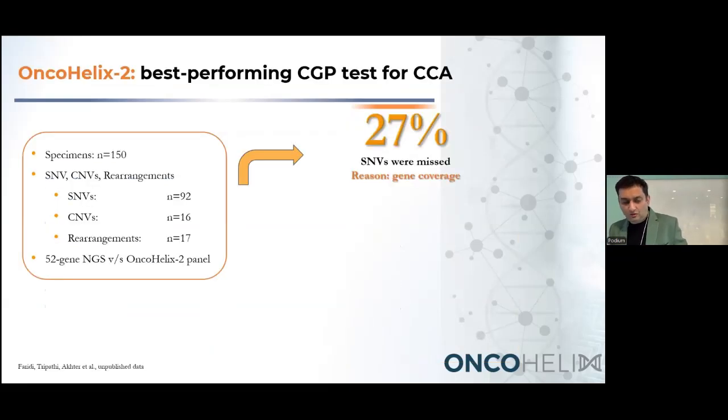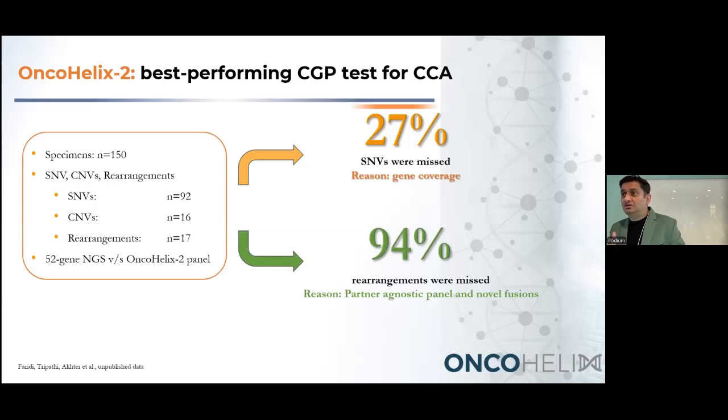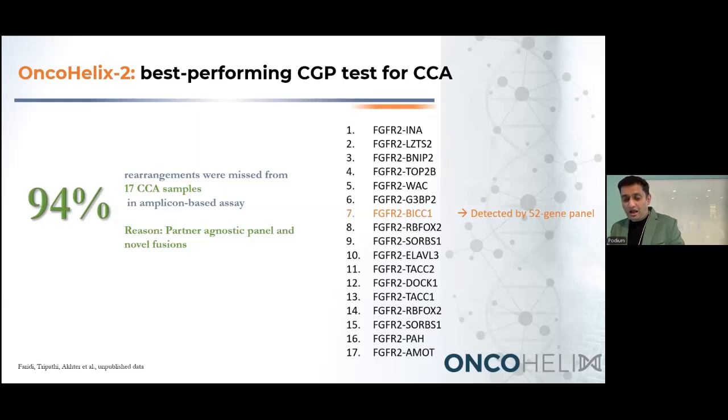And this is what we have seen. Over 150 samples were sequenced for both panels. 27% of SNVs were missed in the 52 gene panel. And the reason is very simple, because it's 52 genes, not 170 genes. So it is expected that we will not be capturing all SNVs. It's not a surprise. But the main result is 94% of FGFR2 fusions were missed by this panel, mainly because it's not a partner-agnostic panel. It does not detect novel fusions. And that's what it is. Only 1 out of the 17 samples that we tested with the 52 gene panel came positive.